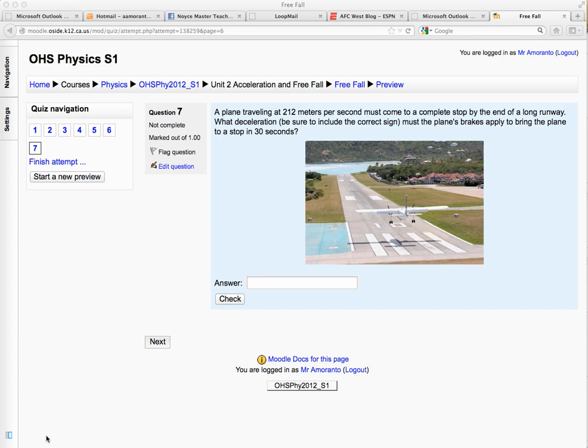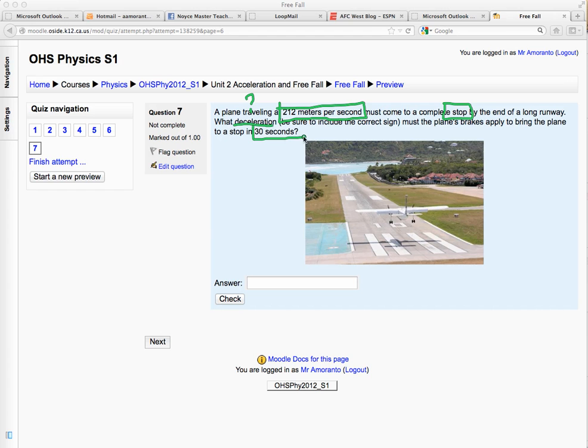So in this problem, we have a plane traveling at 212 meters per second that must come to a stop by the end of a long runway. So one of the things that's given is 212 meters per second, must come to a complete stop, by the end of a long runway. And it asks what deceleration, so that's the question I'm looking for. Be sure to include the correct sign. Must the plane's brakes apply to the plane to stop in 30 seconds?